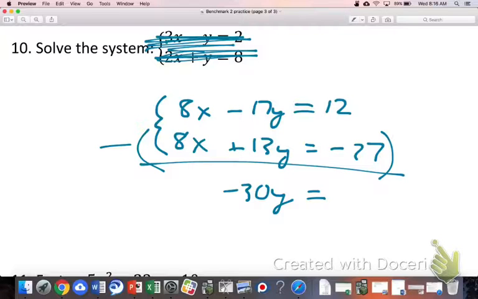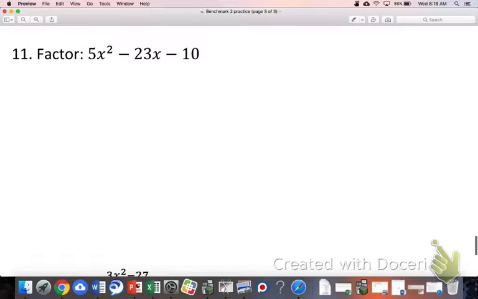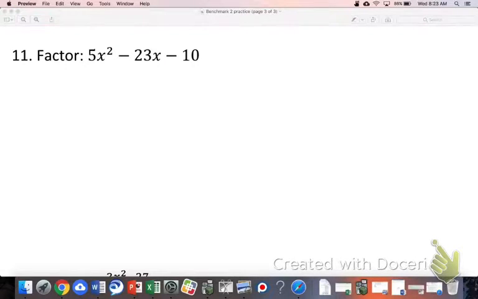Okay, I've got another one here for you. Again, really curious to see how you do with this one. Number 11, factor. 5x squared minus 23x minus 10. Ready to go. And Emily, that looks good.